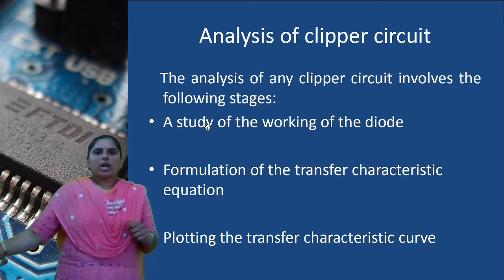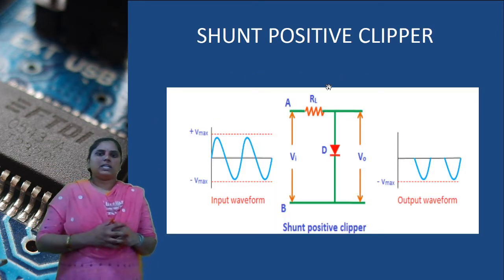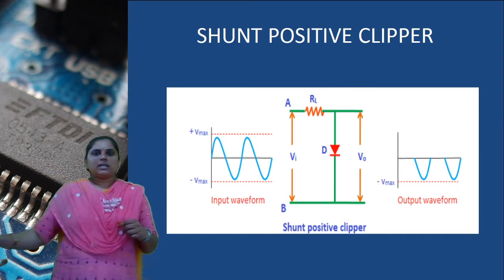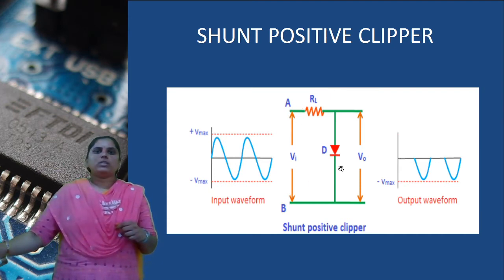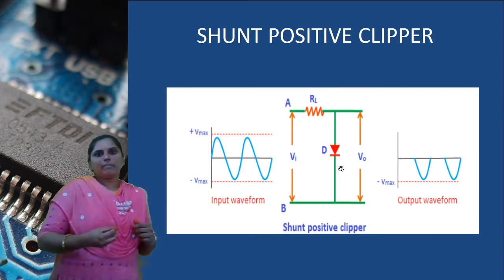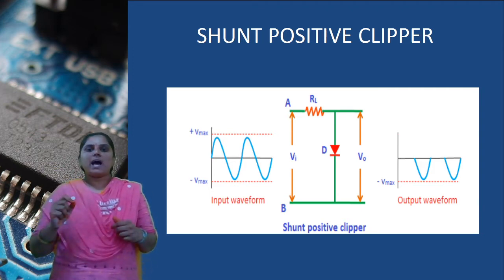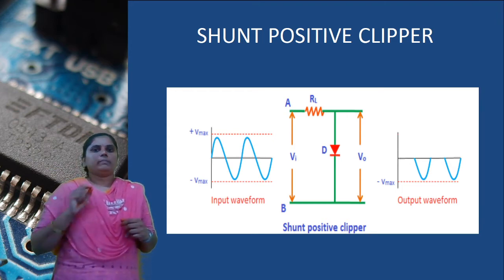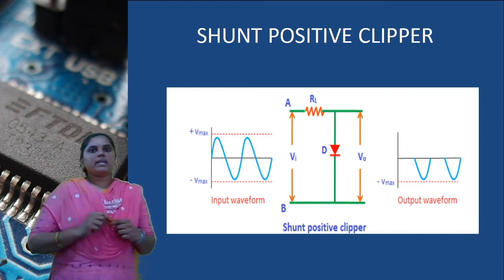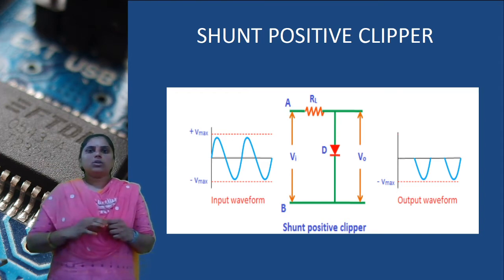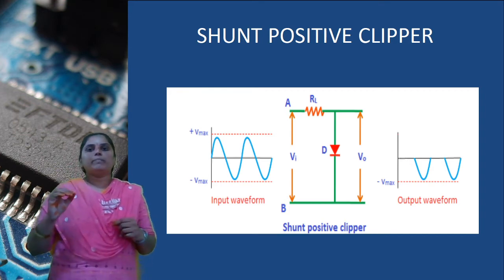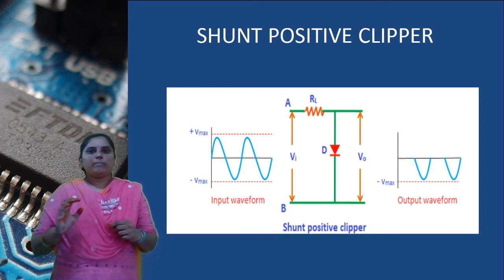Now we discuss the shunt positive clipper. This circuit shows the shunt positive clipper. First, what is a shunt clipper? A shunt clipper is one in which the diode is connected in parallel with the output terminals. Here the name is shunt positive clipper. In the positive clipper, the positive half part is the clipped part.